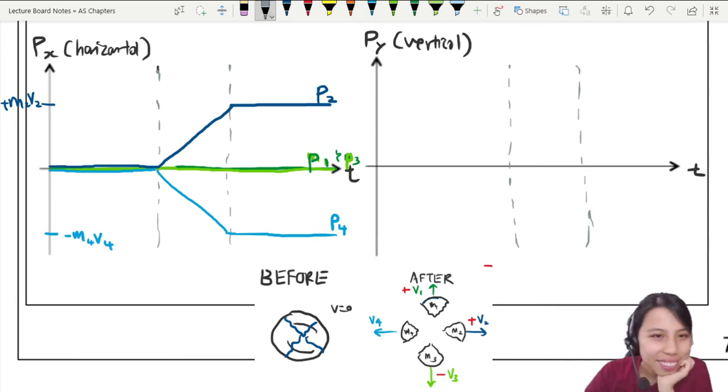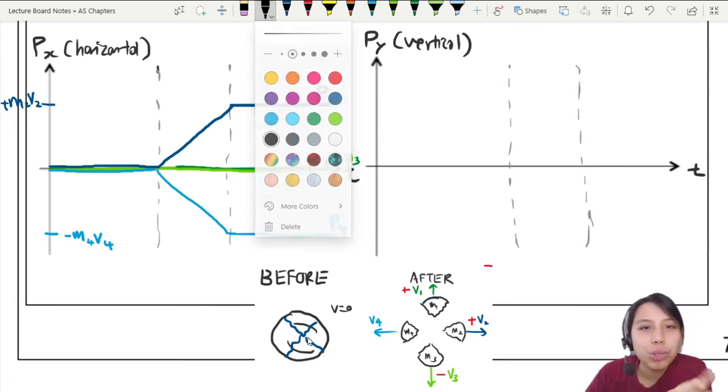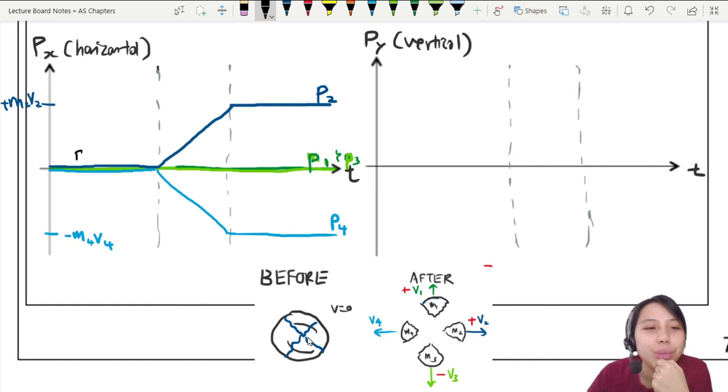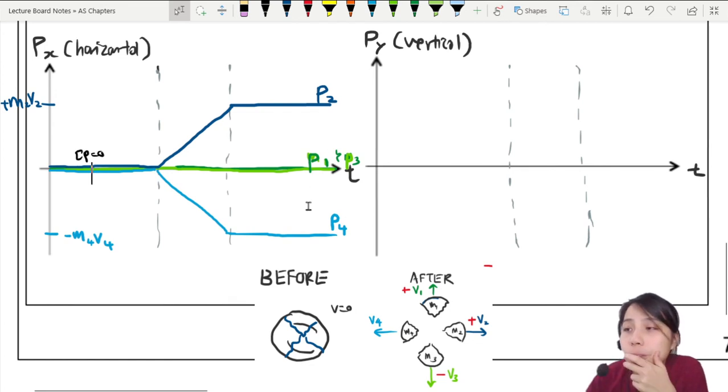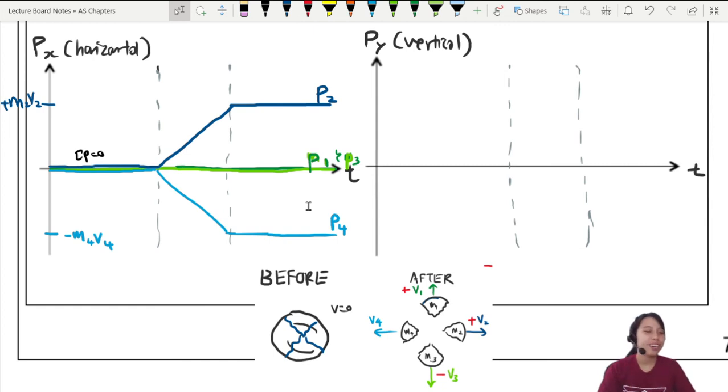So it's interesting. In the beginning, everybody has no momentum at all. So the total momentum is just 0 here, until the explosion happens, then there's a change. And of course, the pieces move in different directions. Let's do the same thing for vertical. You can pause the video and try to see whether you can figure out how it looks.